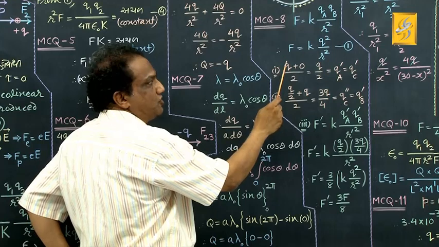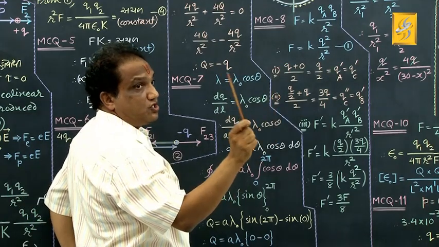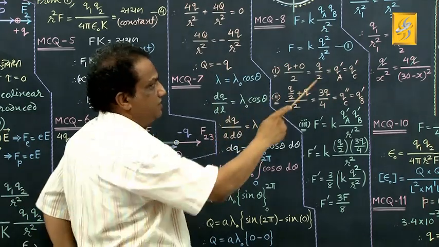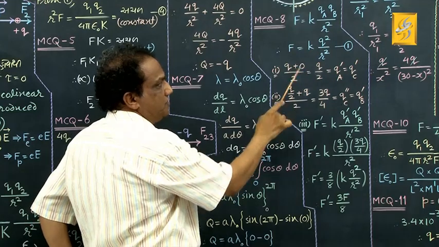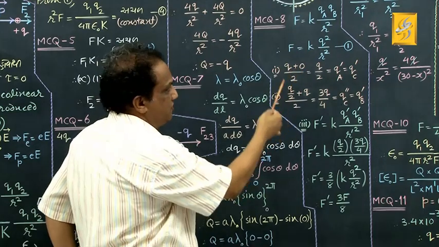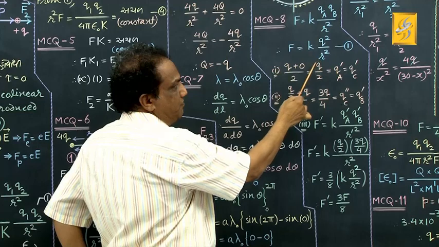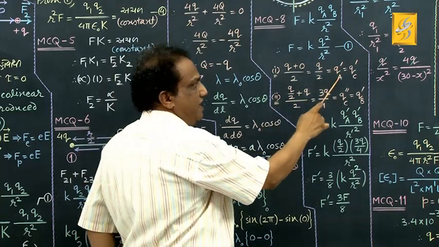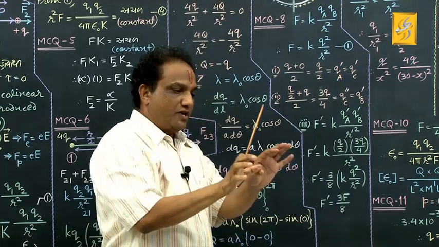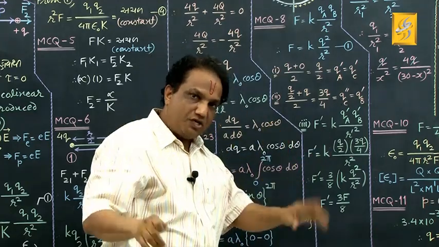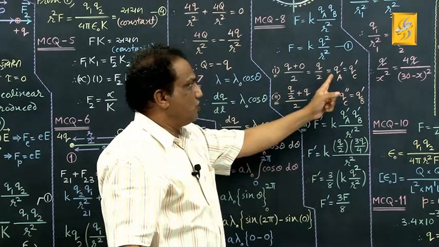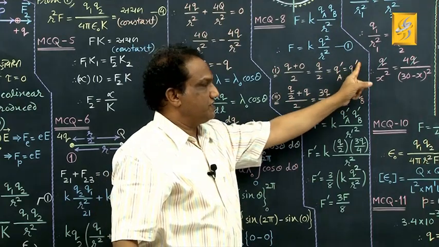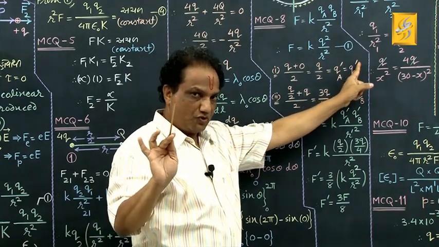Charge on sphere A is q and charge on sphere C initially is 0, divided by 2. Summation divided by 2. So what is this now? Q by 2. This much equal amount of electric charge will be present on sphere A and on sphere C when you make them separated. So in the final condition, I am putting QA dash, QC dash. Dash indicates final condition.